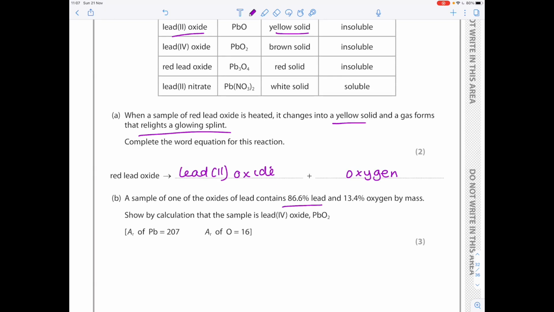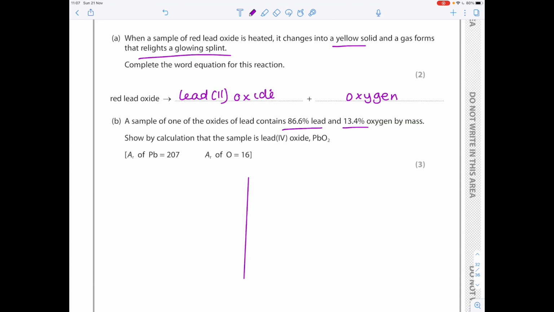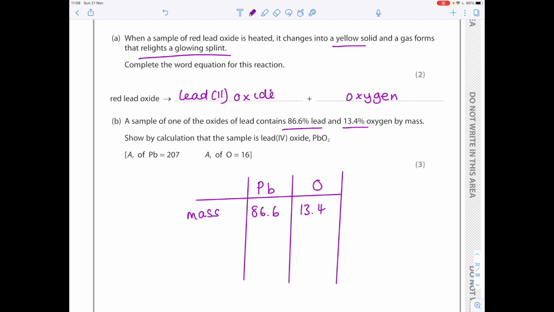A sample of one of the oxides of lead contains 86.6% lead, 13.4% oxygen by mass. Show by calculation that the sample is lead 4 oxide, PbO2. So we're doing an empirical formulae calculation. So again, we're using a table. So we start by listing our elements. So that's lead and oxygen. What are their masses? Well, you're allowed to just take their percentages because they're proportional.